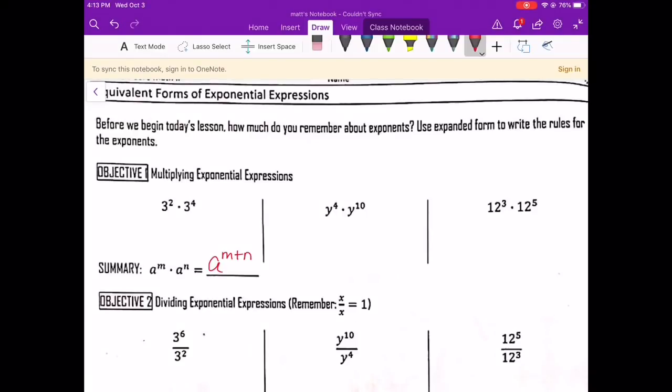Okay, here is a video just to help you review some of our exponent rules to help you with some more complicated features that we'll run into later in class.